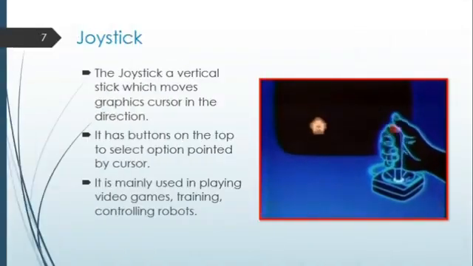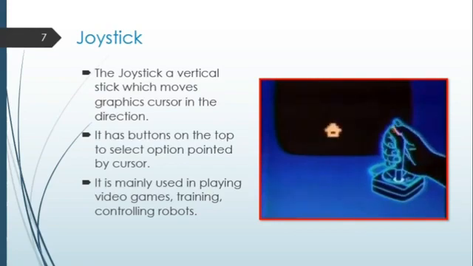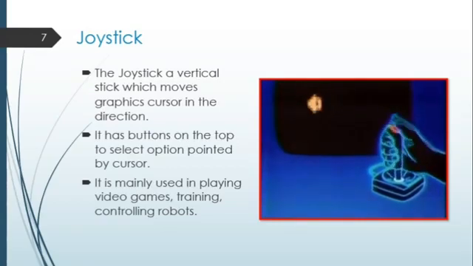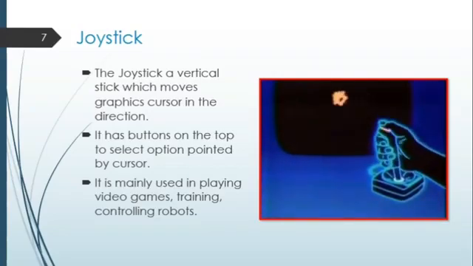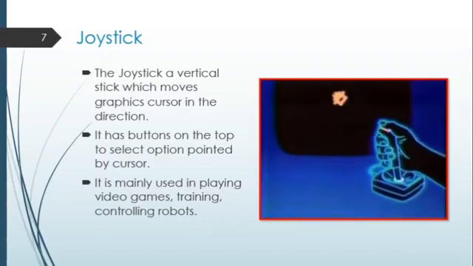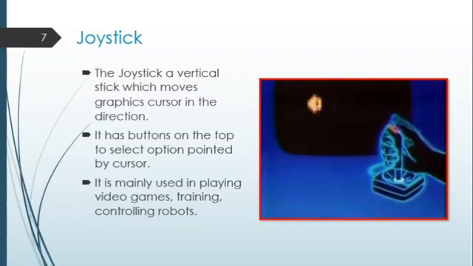Now the joystick. The joystick is a vertical stick which moves the graphic cursor in a direction. You are watching on the screen that the person is moving things on the screen by moving this joystick. It has buttons on the top to select the option pointed at by the cursor. Here is the given button, so the person can use it for pointing the cursor also.